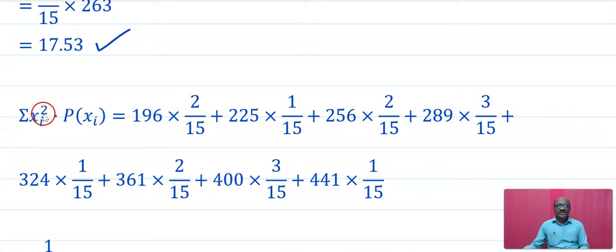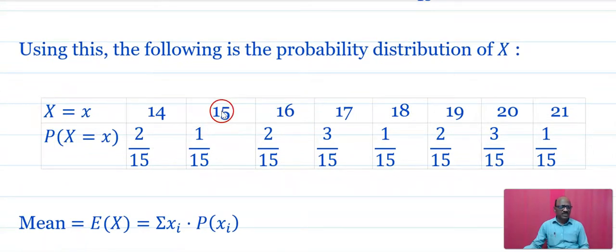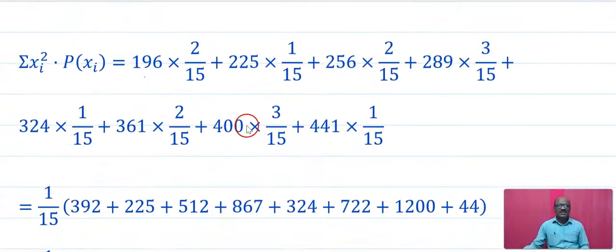Now next is E of xi square into P of xi. E of xi square means what? Here 14 square into its probability 2 upon 15, 15 square into 1 upon 15, 16 square into 2 upon 15, 17 square into 3 upon 15 plus 18 square into 1 upon 15, 19 square into 2 upon 15, 20 square into 3 upon 15 plus 21 square into 1 upon 15.